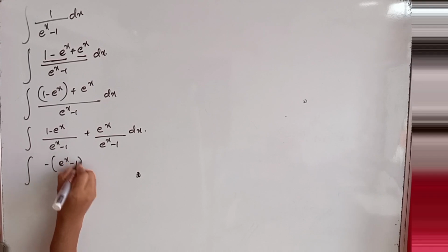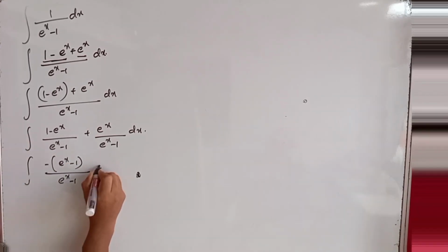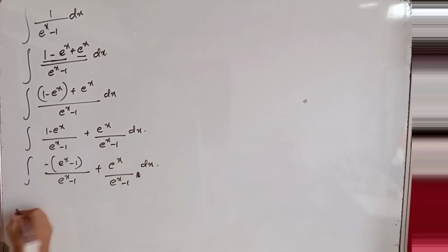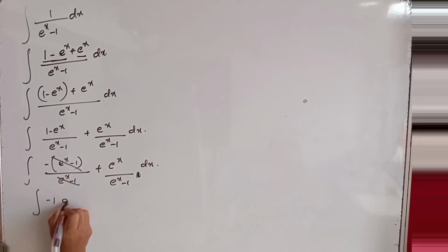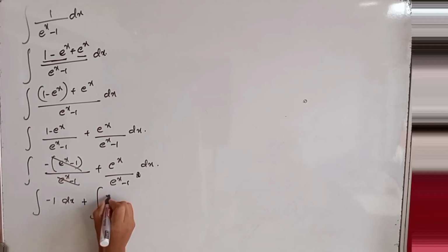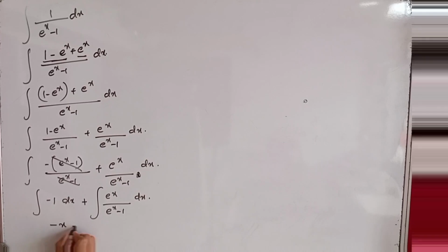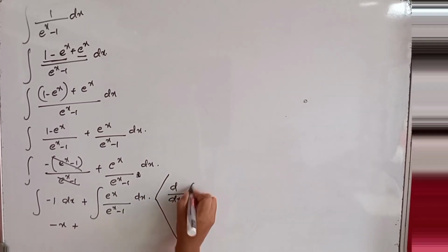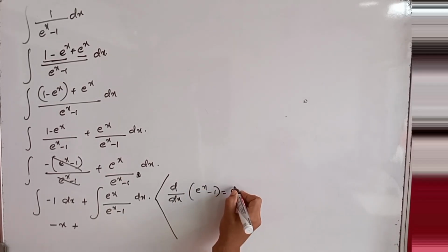Now 1 minus e raised to x, we can write this as minus of e raised to x minus 1, plus e raised to x by e raised to x minus 1 dx. So here e raised to x minus 1 is common, so we can cancel this. So the first term becomes minus 1 dx and the second one e raised to x by e raised to x minus 1 dx. Now what is the integral of minus 1? Is minus x.